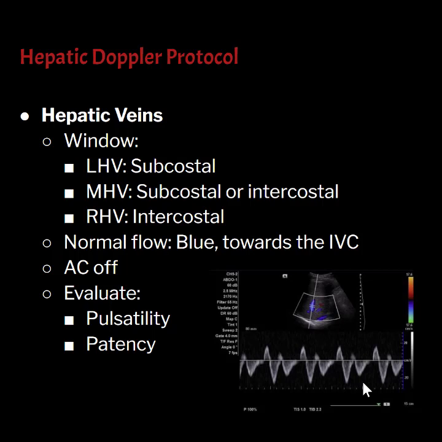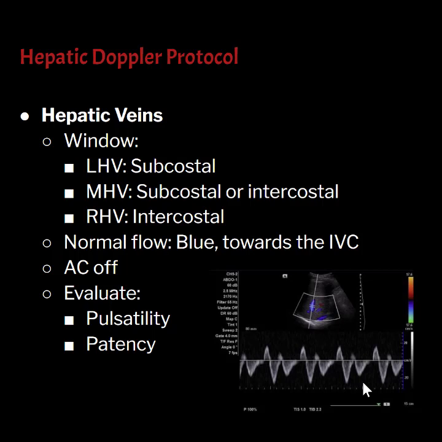Now the middle hepatic vein is going to run through the middle of the liver and can be seen either subcostal or intercostal. Again, you'll want to evaluate which window gives you the best angle for the vessel. And then our right hepatic vein is going to be sampled from an intercostal view. Remember, when you are imaging through the transverse right lobe, it is our second landmark after dome. We move inferiorly to the hepatic veins. If you image that picture from the intercostal, you will have a nice view of the right hepatic vein as it courses towards the transducer.